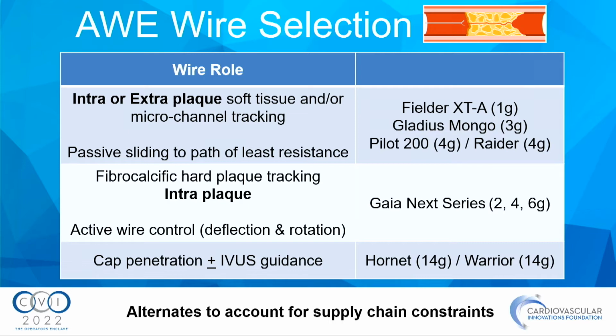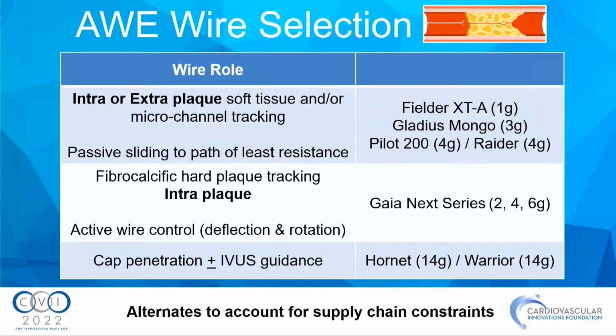And then the last wire is the penetration wire. And these are typically just to make a hole. And after that, you're done with these wires. You don't really use these wires for antegrade wire escalation other than to make a hole, and it's often done in conjunction with IVUS guidance. So those are the three categories of wires.